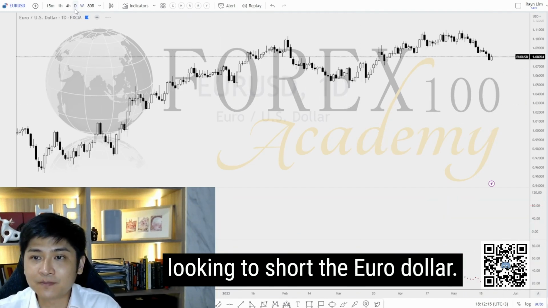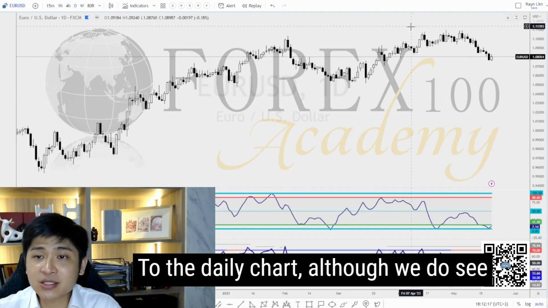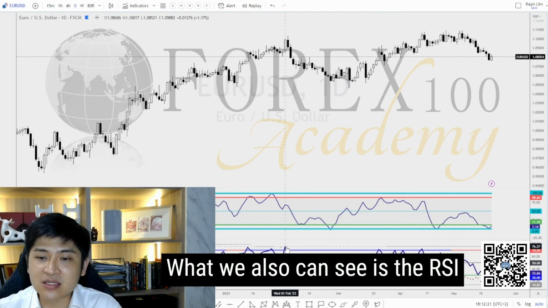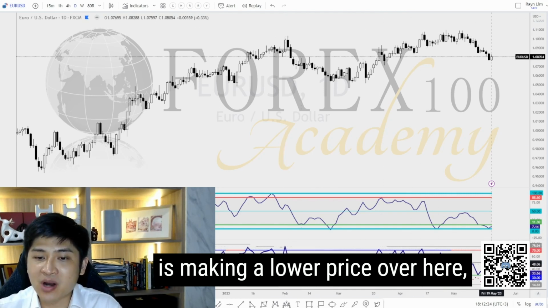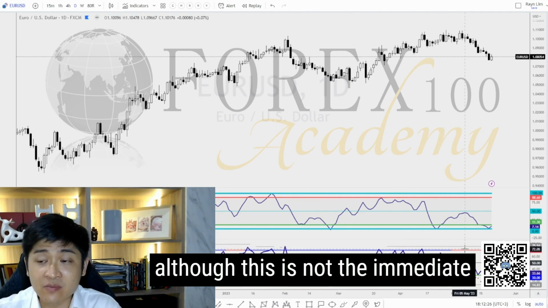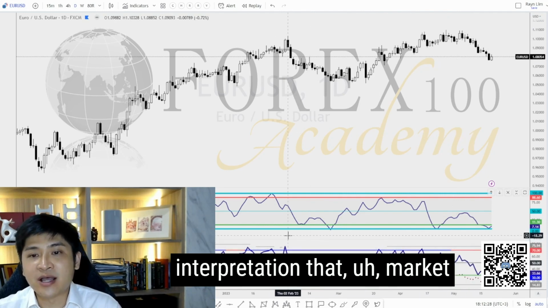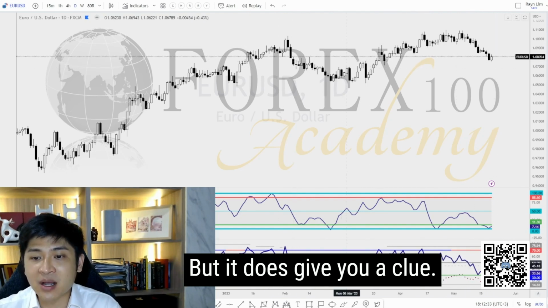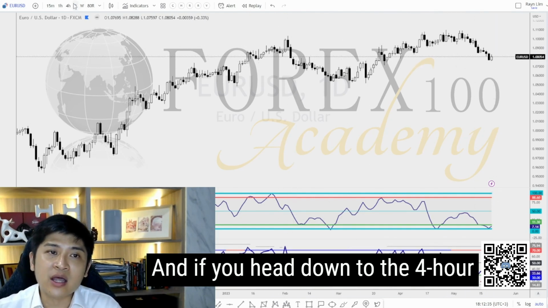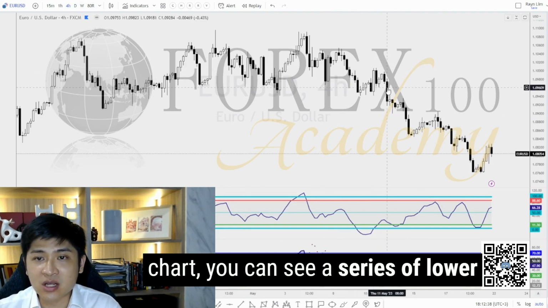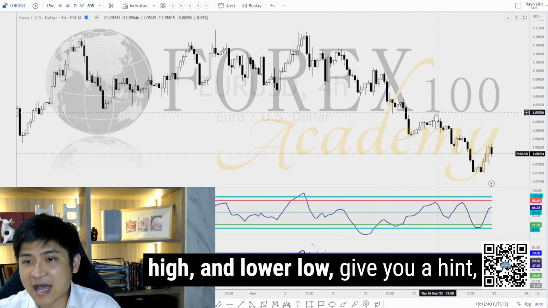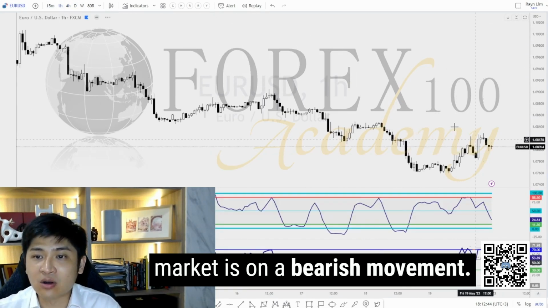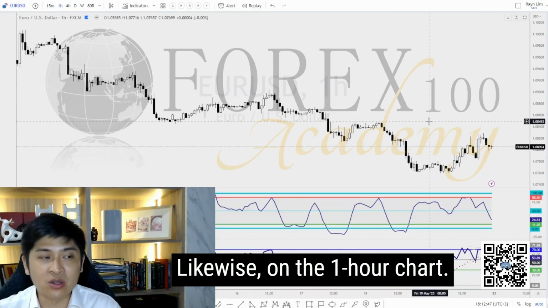To the daily chart, although we do see a break and close above the high, what we also can see is the RSI is making a lower high over here. Although this is not the immediate interpretation that the market is going bearish, because this movement can be quite far apart, it does give you a clue. And if you head down to the 4-hour chart, you can see a series of lower highs and lower lows, giving you a hint the market is on a bearish movement, likewise on the 1-hour chart.